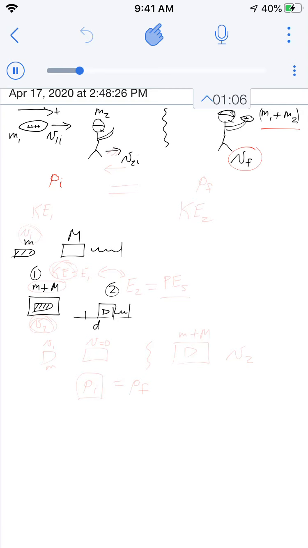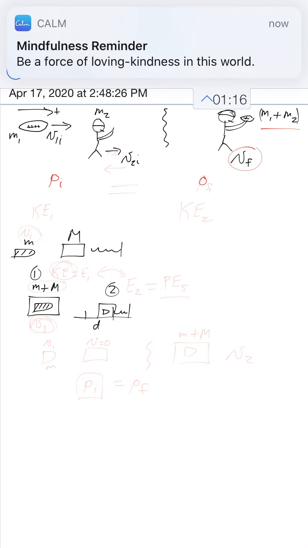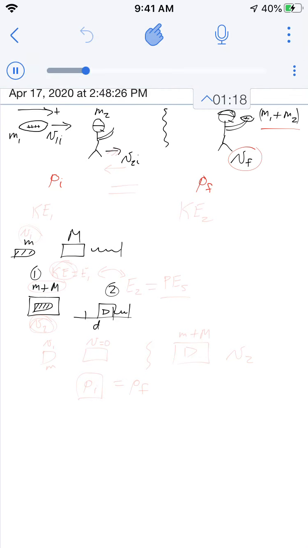The object's mass now is the mass of the ball plus the mass of the player, so you can treat them as a single object, and then you're going to have some momentum P final, and those two are equal to each other. That's how you can solve for the final velocity of the player after they make the catch.